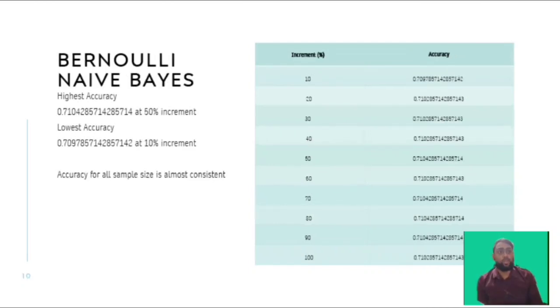And the last one is Bernoulli naive Bayes. The highest accuracy achieved was 0.71042 at 50%, and it was relatively consistent beyond 50%. The lowest accuracy was achieved at 10%. For all the sample sizes the accuracy is almost consistent, so we are unable to identify the best subsample for this Bernoulli Bayes.